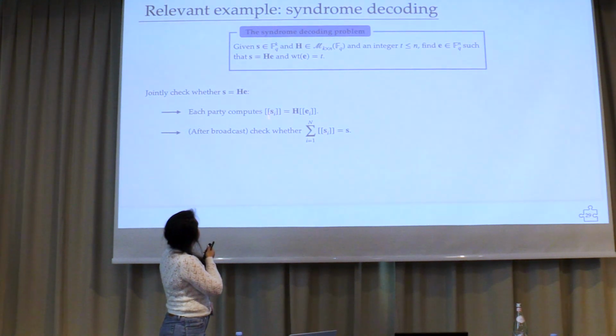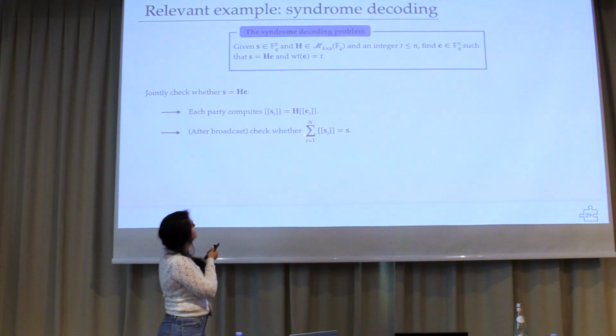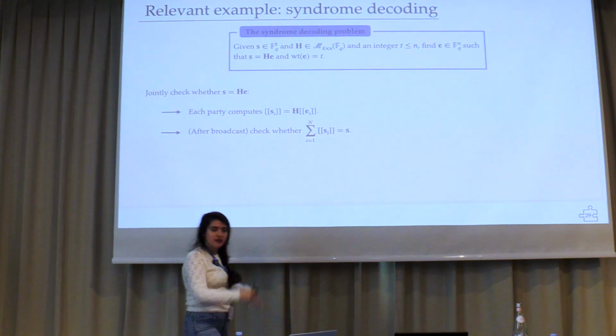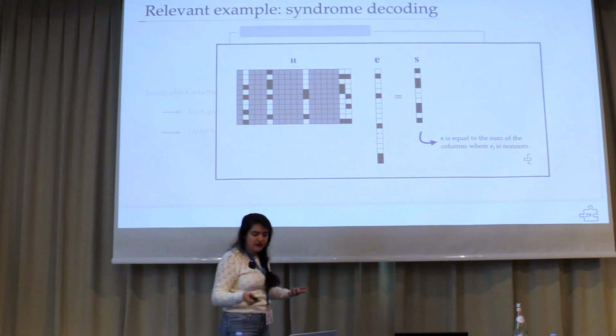How do we recover the whole S at the end? Well, after the broadcast, what do we need to do? This time we don't multiply, we sum up. We sum up all of the shares of S, and then this should sum up to S. If you want to see it visually, right?